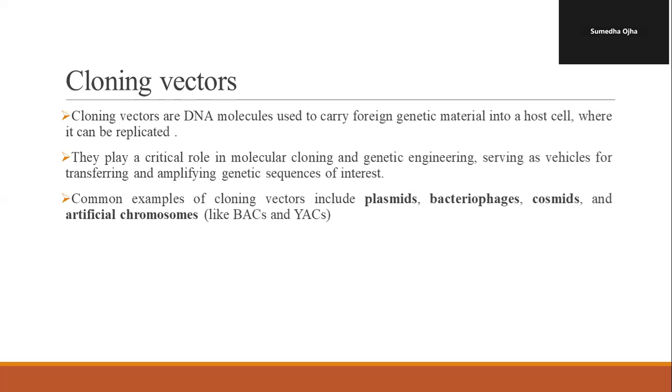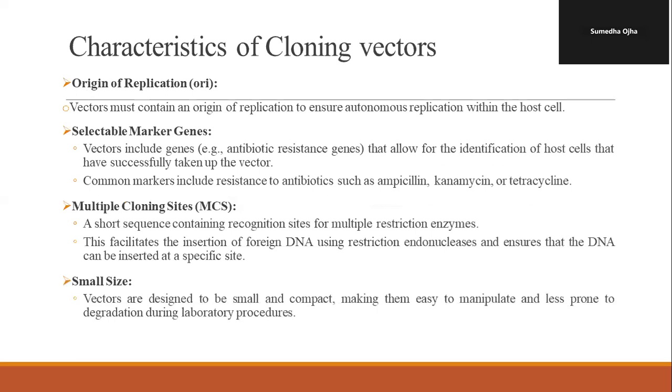Okay, so there are several types of cloning vectors like plasmid vectors, bacteriophages, artificial chromosomes, etc. The characteristics of cloning vectors are they should have an origin of replication. And origin of replication is the point where the replication will start. It must have selectable marker genes. The selectable marker genes like antibiotic resistance genes, ampicillin resistance, kanamycin resistance, tetracycline resistance, etc. They must have multiple cloning sites.